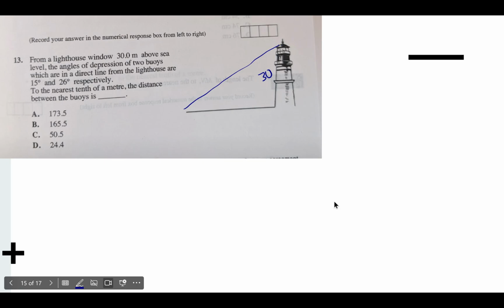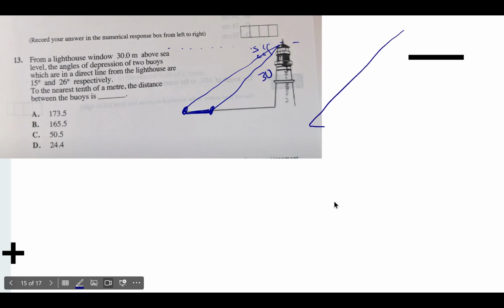So if we had two floaty things, one here and one here, we need to draw two triangles. Anytime you're doing angle of depression, it is from a horizontal line. So we have one that is going to be 15 degrees, which would be the shorter one here, and we have another, which is a little longer, and that's 26 degrees. So that is our beginning part, and what we're trying to find is this distance in here.